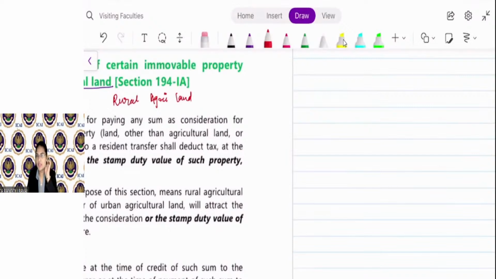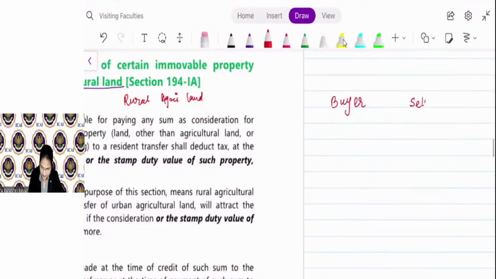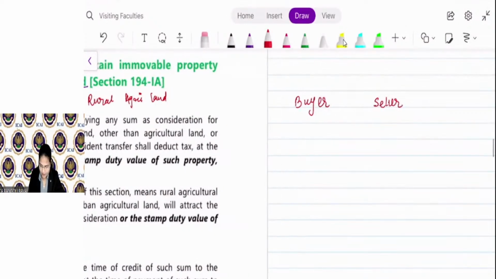See, what we have learned, the basic funda of TDS is the payer is liable to deduct TDS, right? So, in case of transfer of immovable property, who is the payer? Buyer is the payer, right? And who is the recipient? Seller is the recipient. So, while making the payment for transfer of immovable property, the buyer is responsible to deduct TDS on such transfer.